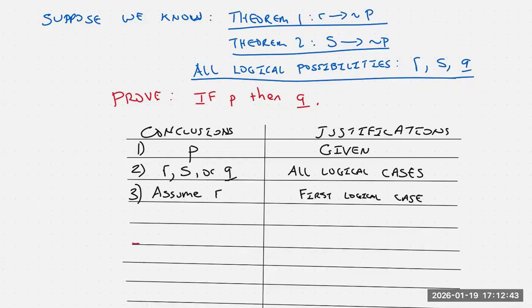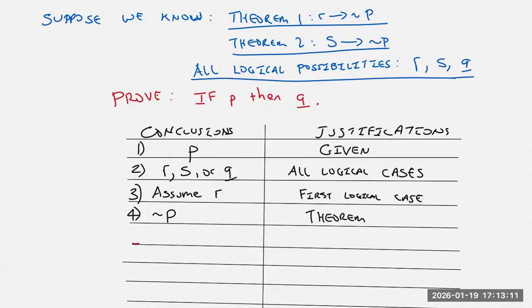But look at what happens from R. From R, we get something called a contradiction. Because notice that R is not P. Look right here. R gave us not P. So R will lead to not P. How do we know that? Theorem 1. But that's what we call a contradiction, because look here now.